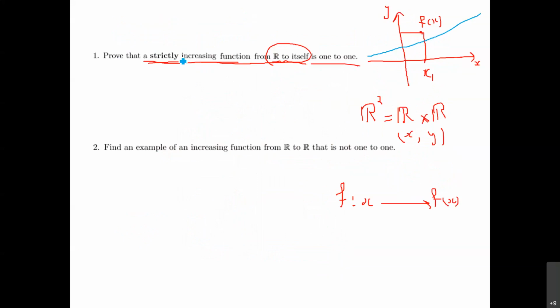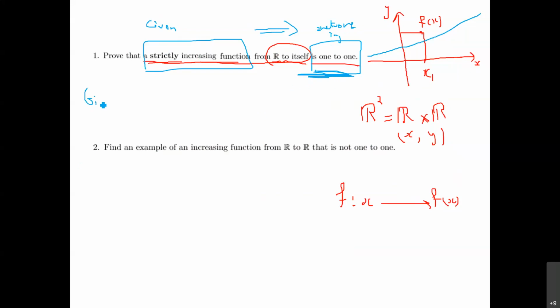We're gonna prove this using contradiction. So this is your given. If you're given a strictly increasing function, does that imply it's one-to-one? So is it injective? And if you remember contradiction, this means we're gonna assume that it's not injective.